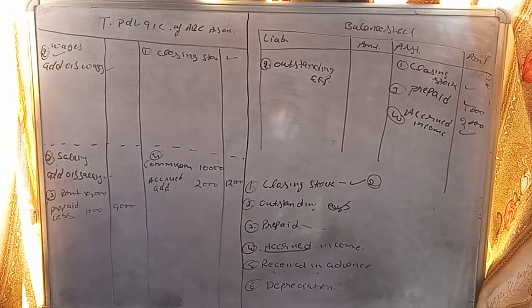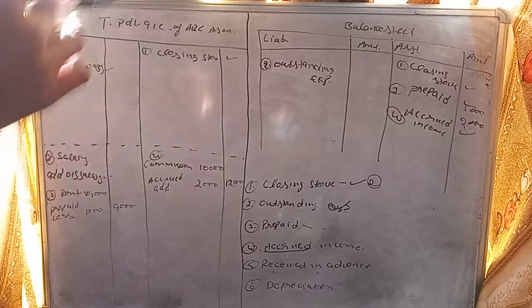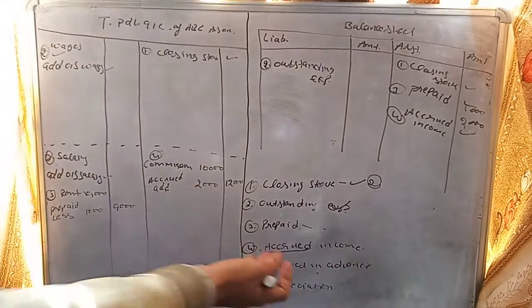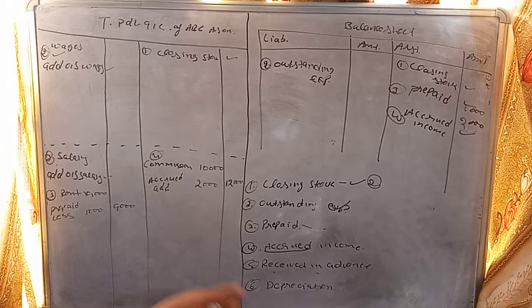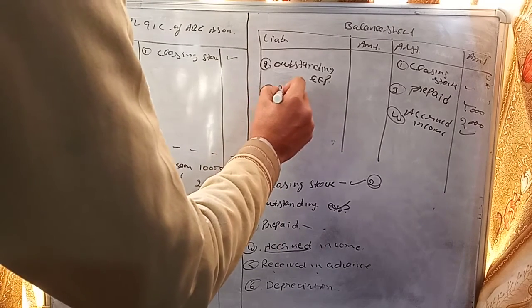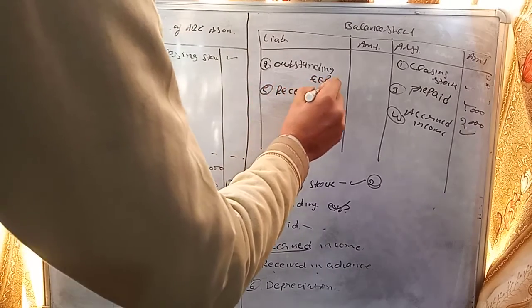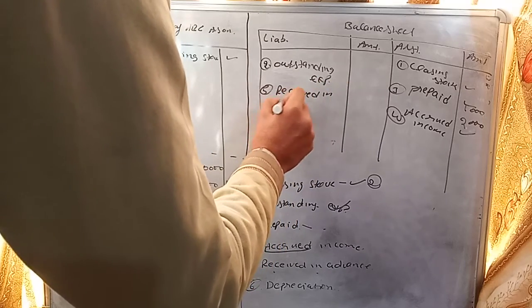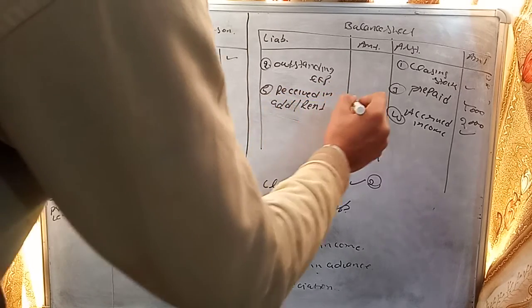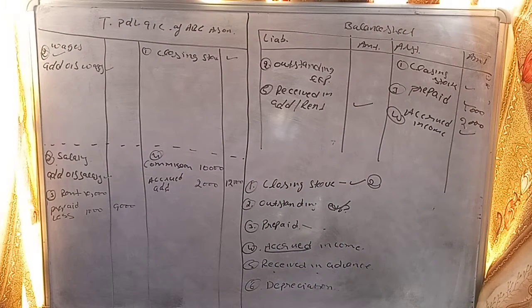Very simple. If anything that we received in advance, it means we are liable to complete that task. It becomes my liability because I have received in advance already. So if it is a liability, it will come on the liability side, received in advance. It may be rent, it may be anything, it comes on the balance sheet liability side.